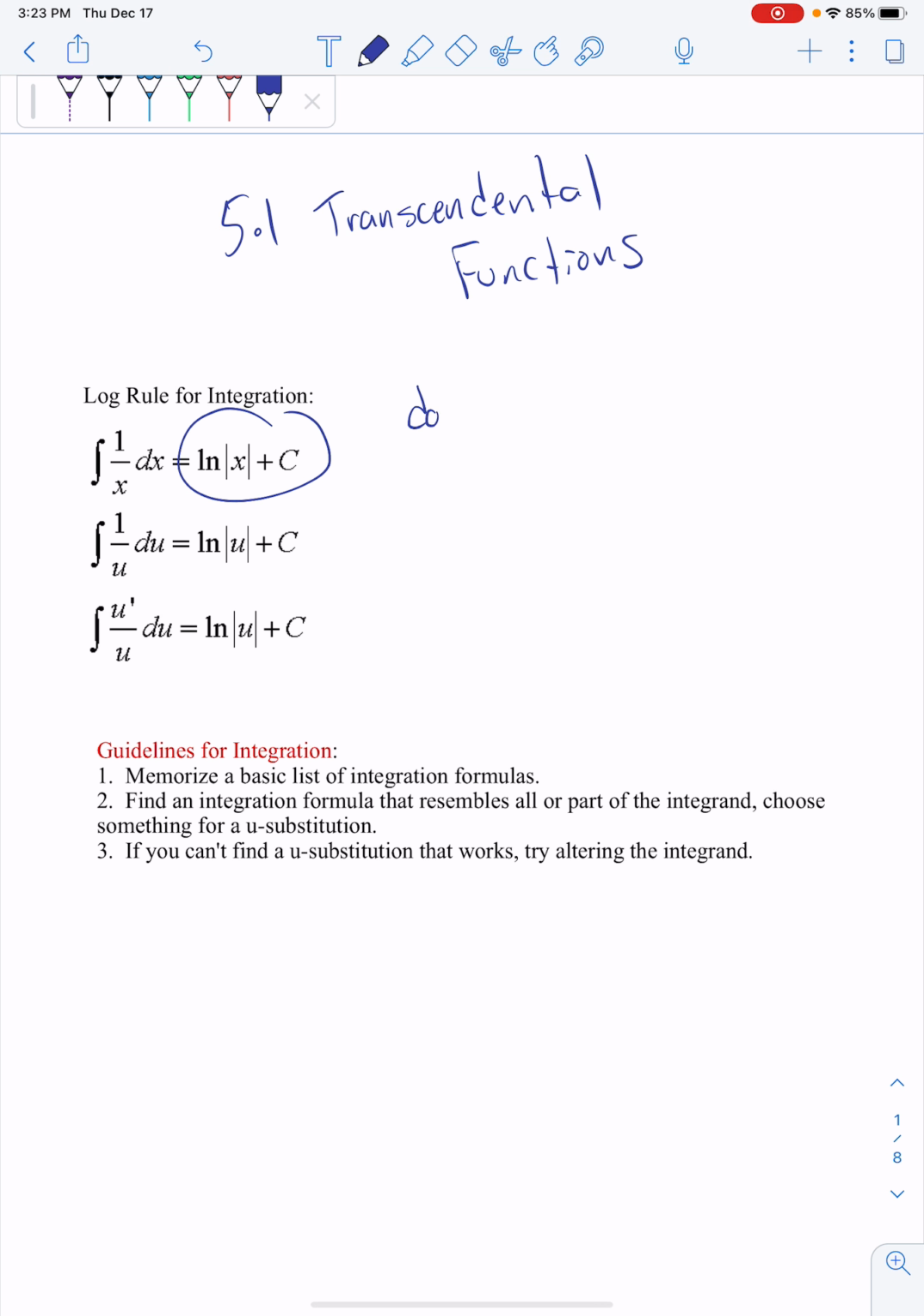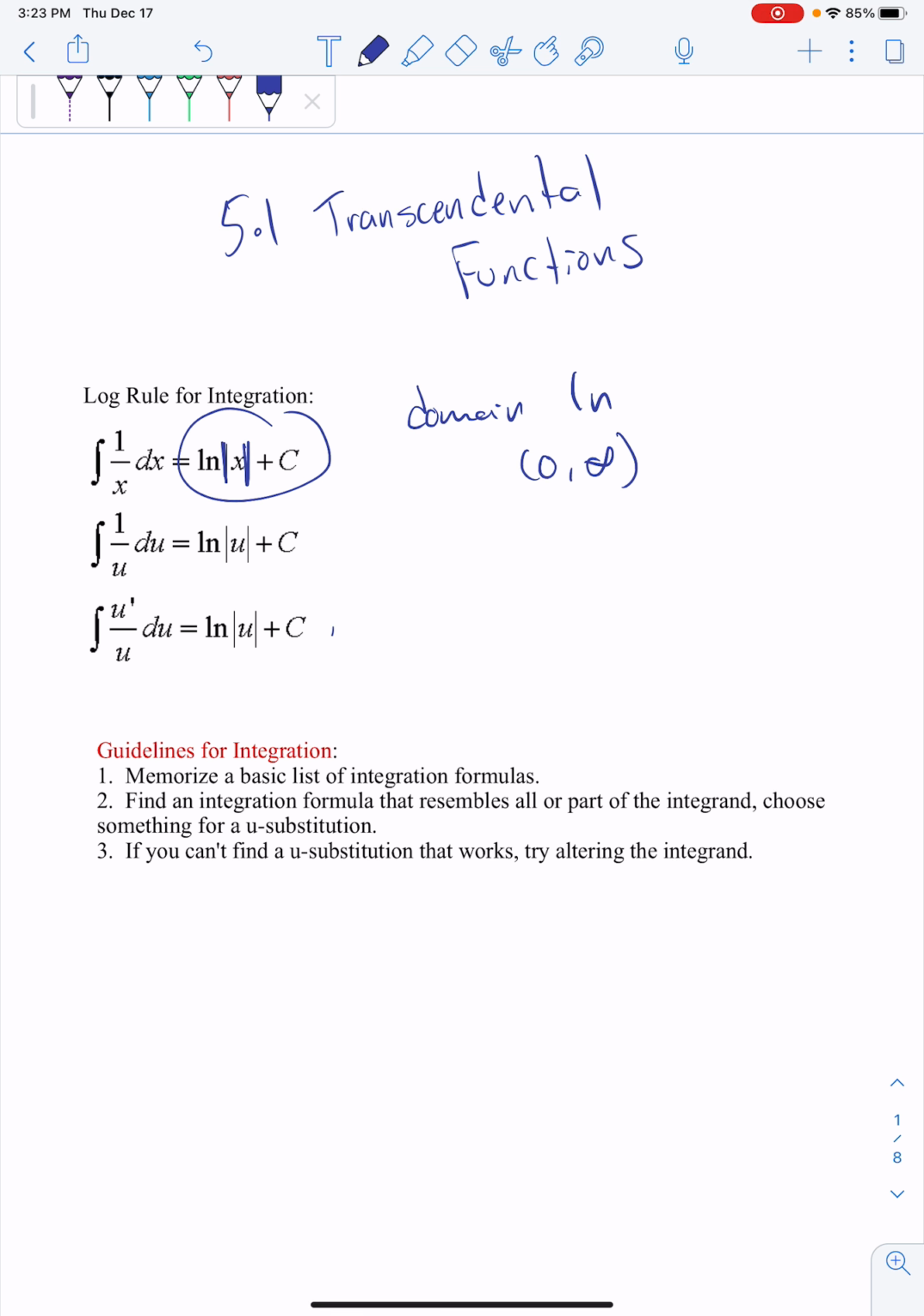Remember that the domain of our natural log function goes from 0 to infinity. Okay, so that's why we put the absolute value bar around the x, is we can't have negative values in there, or I guess the result of what is in there can't be negative. It has to be a positive. If I have the integral of 1 over u du, then again, it's just natural log of u plus c.